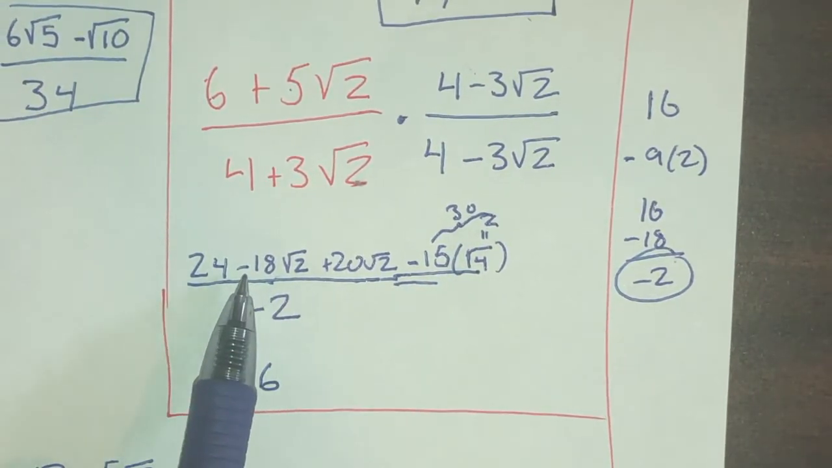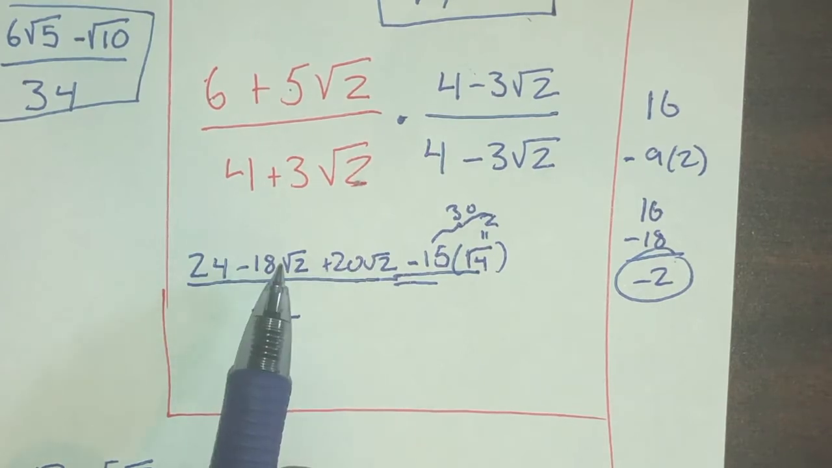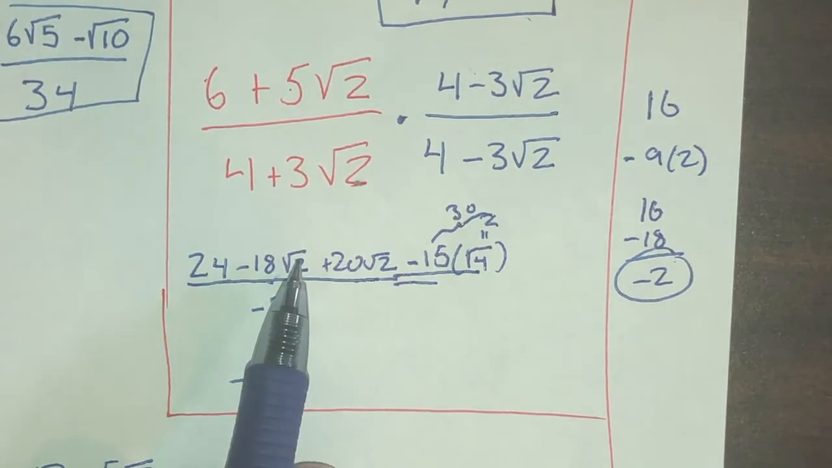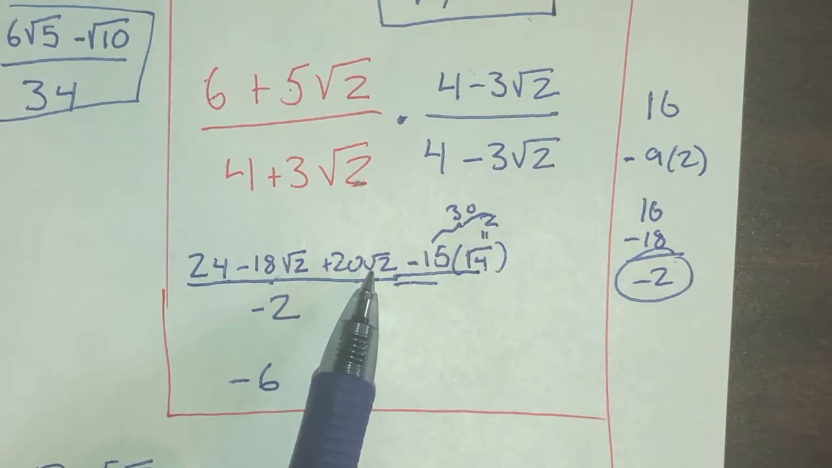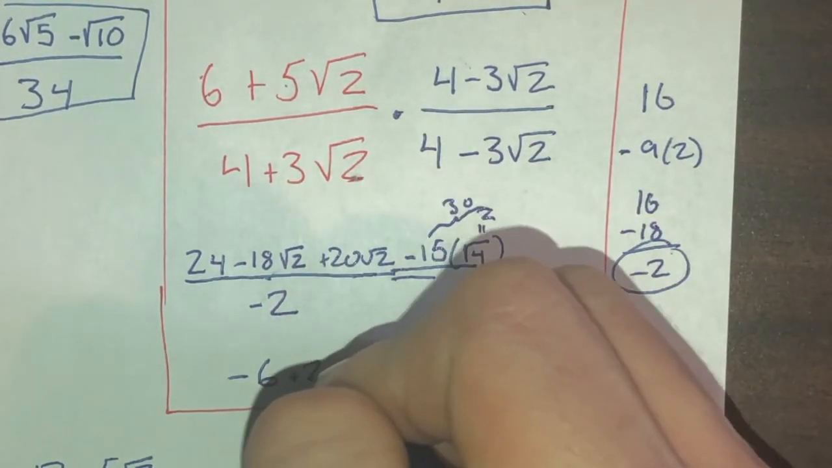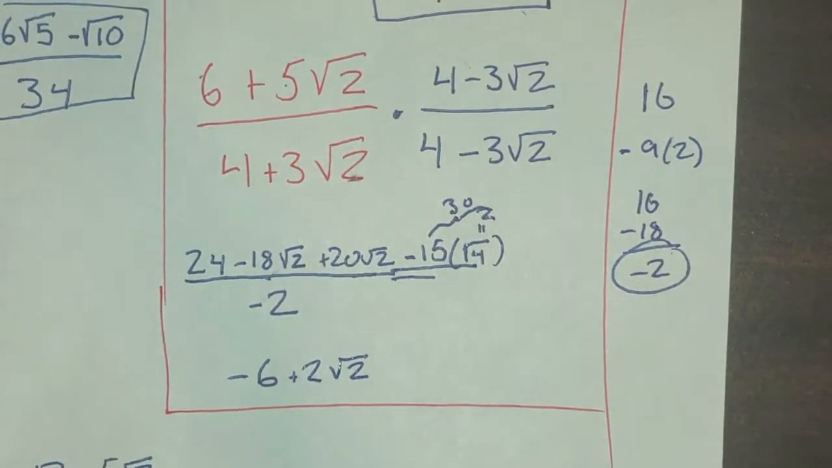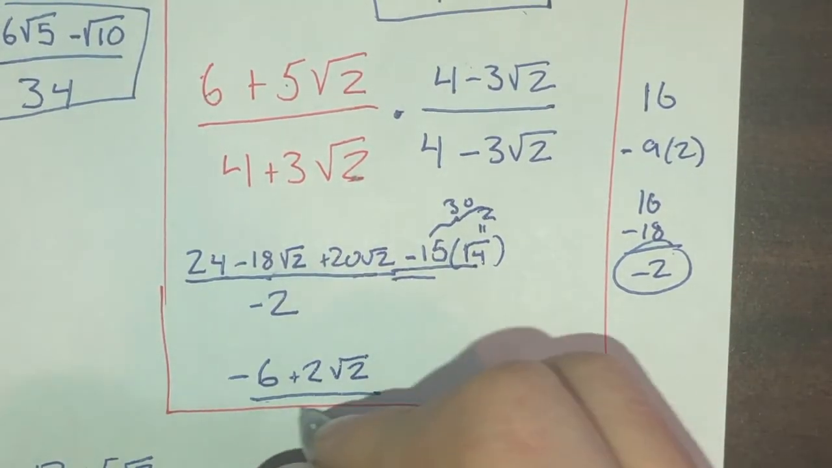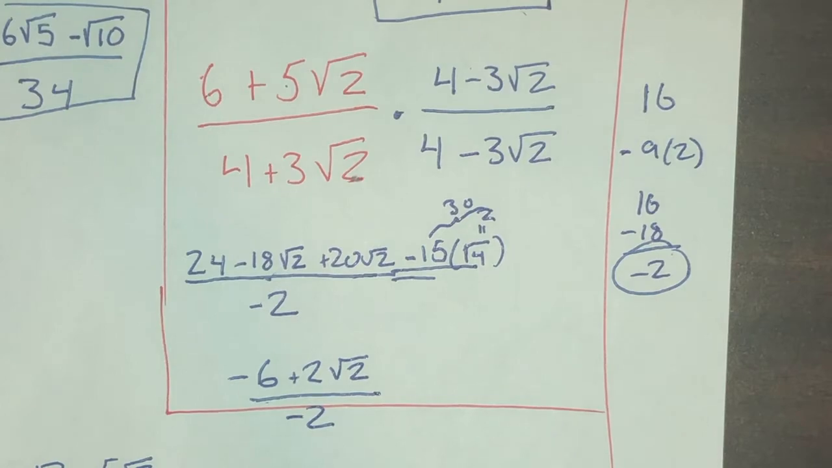Now I've got negative 18 root 2 plus 20 root 2. Are the indices the same? Yes. Are the radicands, the numbers in the roots, the same? Yes. So I get negative 18 plus 20, which is 2 root 2, all over negative 2. I do my final check.